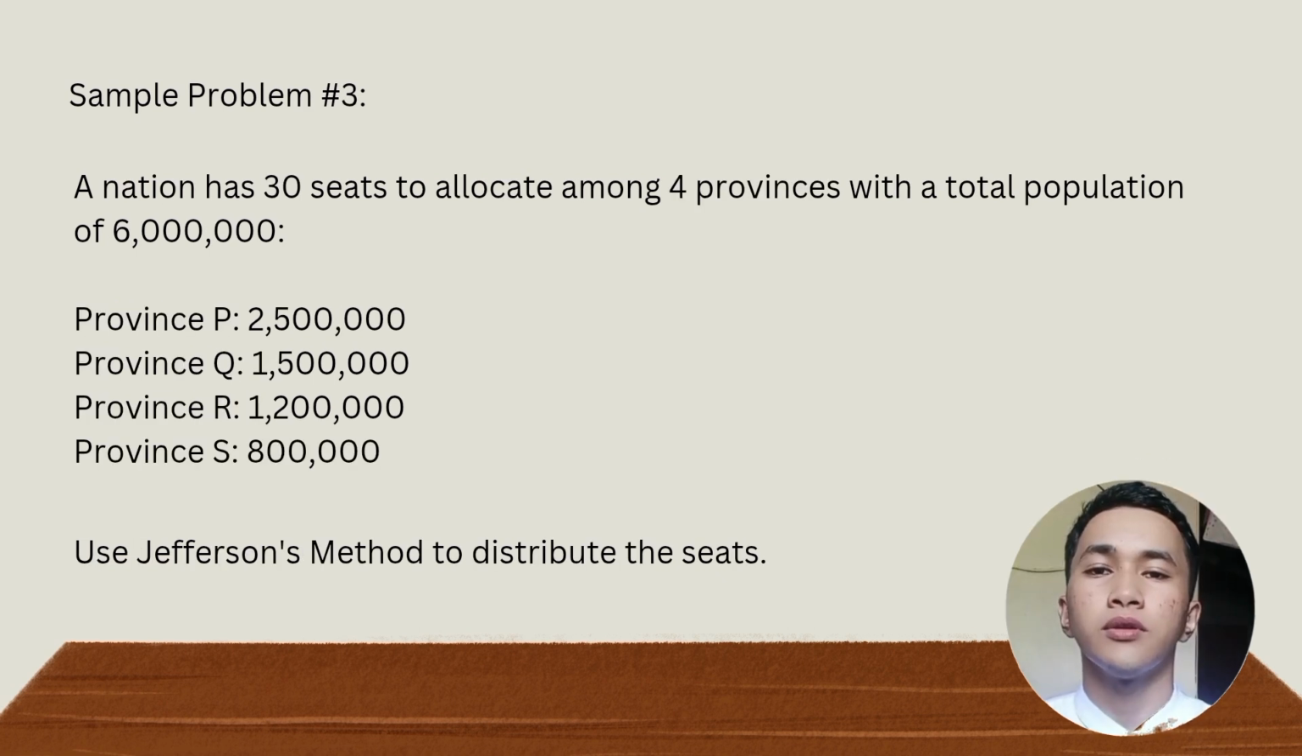Sample problem number 3. A nation has 30 seats to allocate among 4 provinces with a total population of 6 million. Province B, 2,500,000. Province Q, 1,500,000. We have Province R, 1,200,000. Province S, 800,000. Use Jefferson method to distribute the seats.